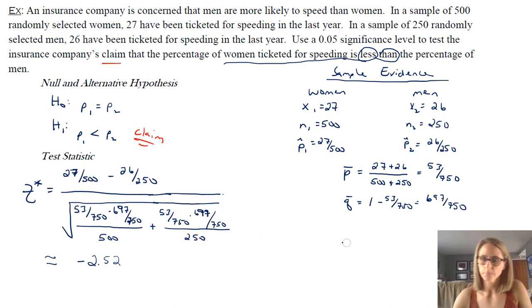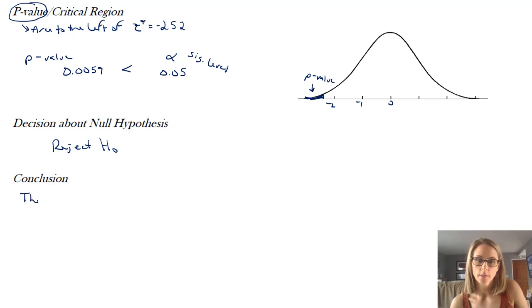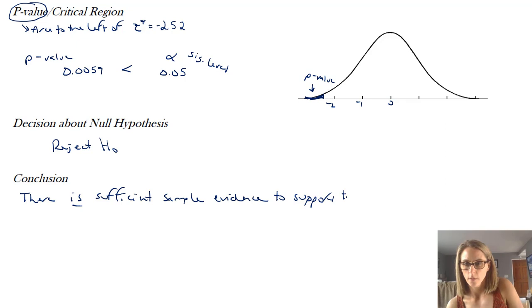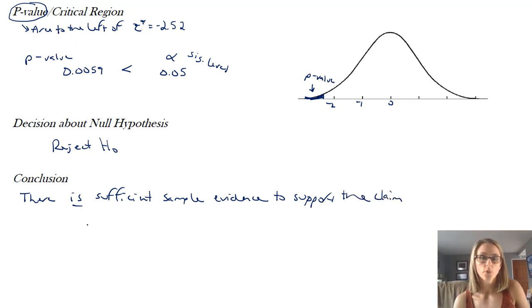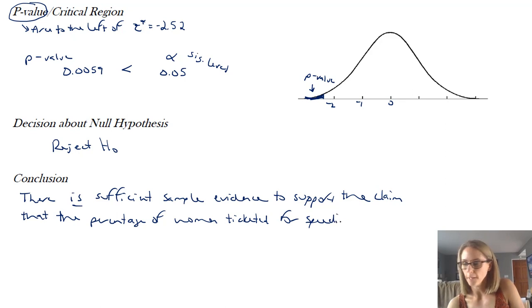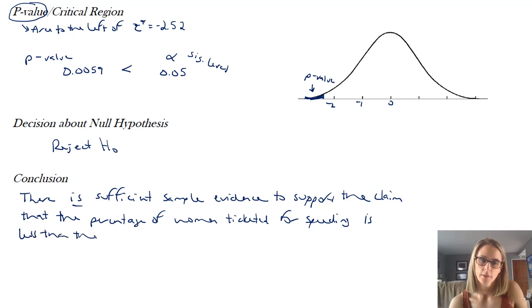And now we can write it. So because we rejected H0, there is sufficient sample evidence to support the claim, or you could say support the insurance company's claim, that the percentage of women ticketed for speeding is less than the percentage of men.